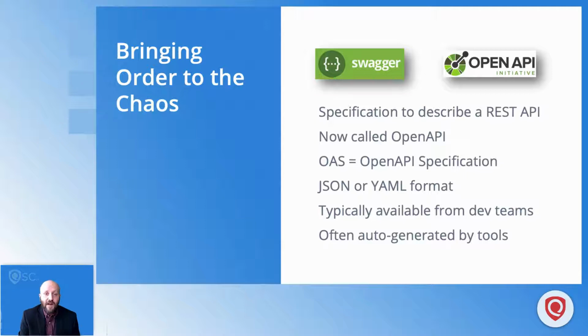Typically, you'll find these files from your development teams, the folks that are developing the APIs. Those doing functional testing frequently will have these files. And some of the tools that they may use to create APIs may output this file as well, although those tools typically do not have security in mind.